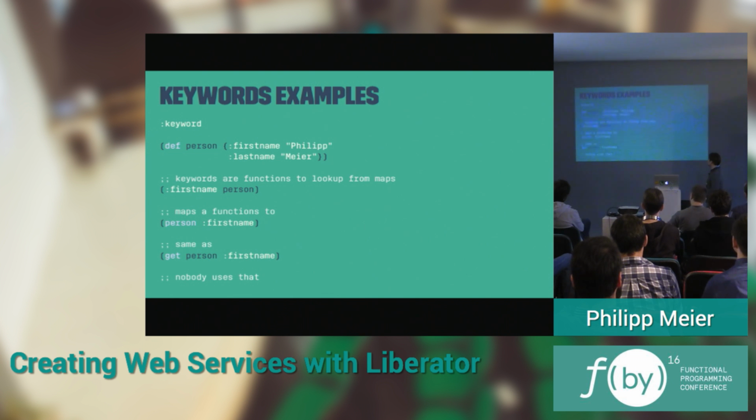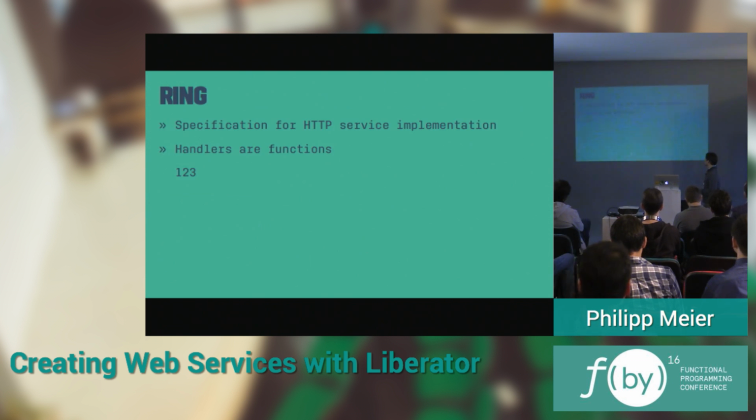More about keywords: once again, with the map, you can use the keyword as a function and retrieve the value. You can also use maps as a function, the other way around, and both basically call a get function on the map, but nobody uses that. But I think I don't need to repeat all that for those people who know a little bit of Clojure, and the other ones I guess will be able to follow along.